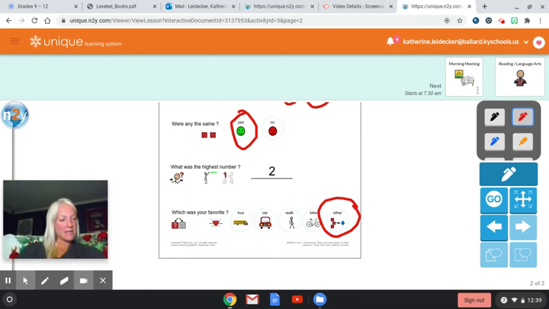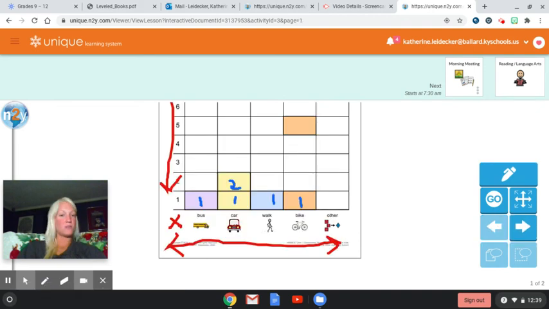Let me make sure. We just did the 2 boxes of multiplication, and then we kind of introduced our bar graph, and we will just do that for today for math.